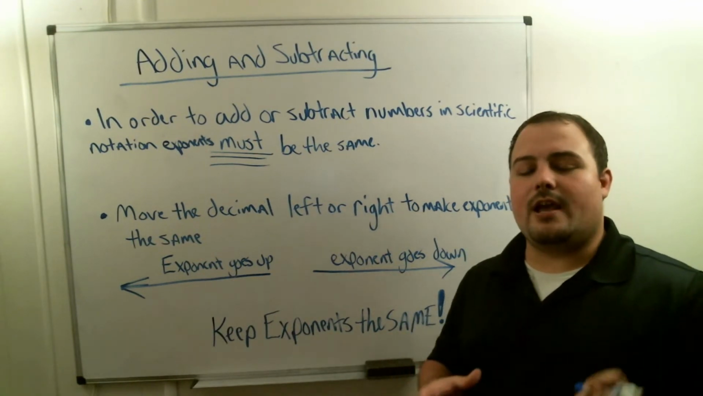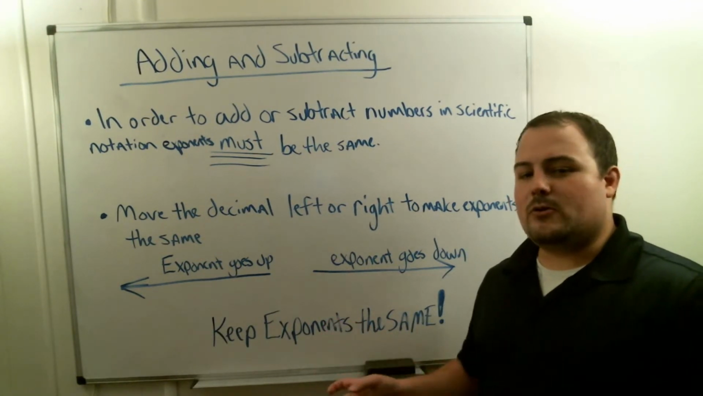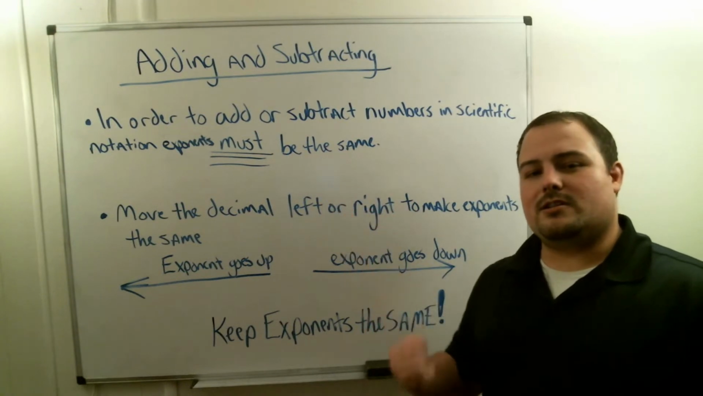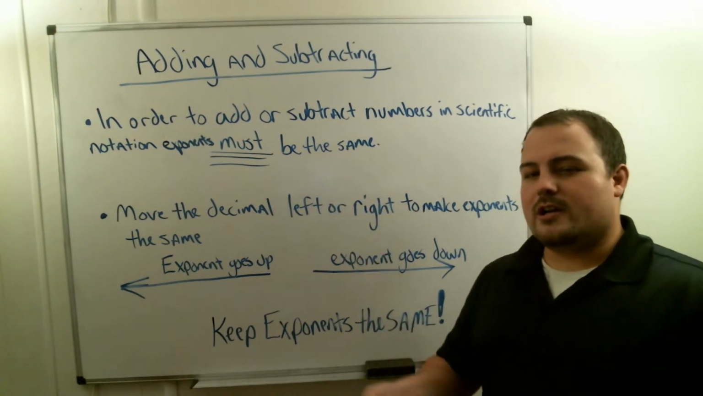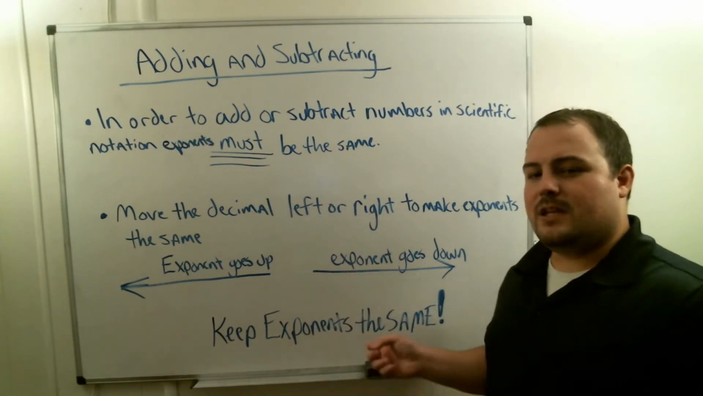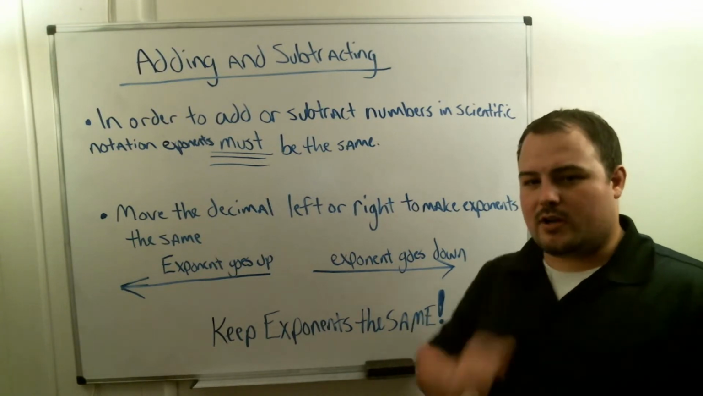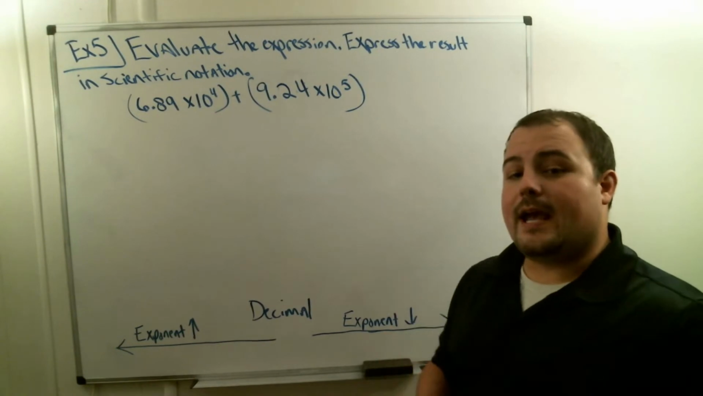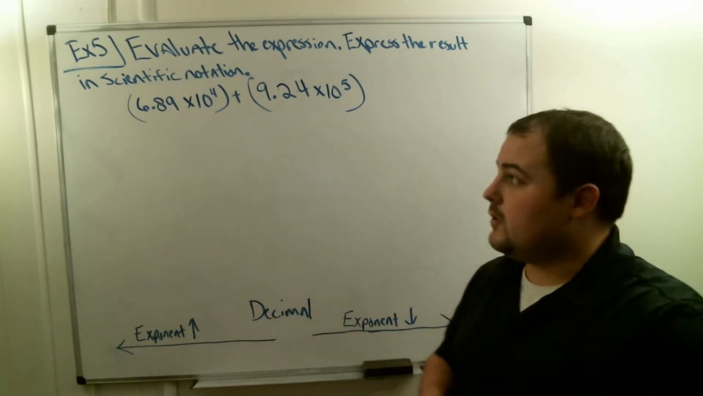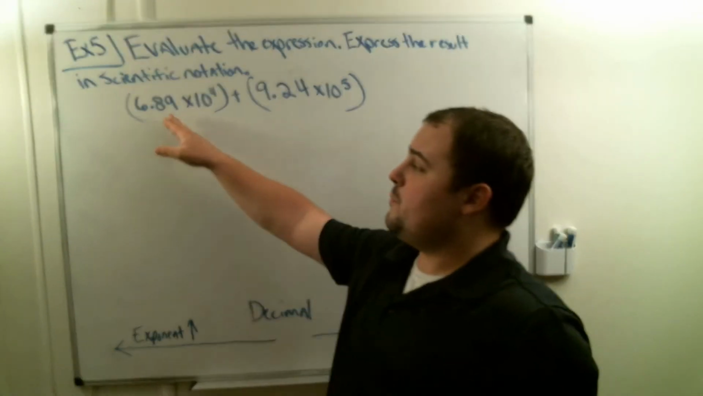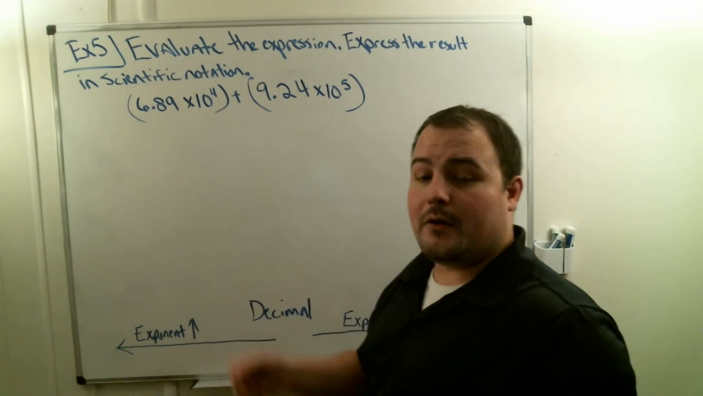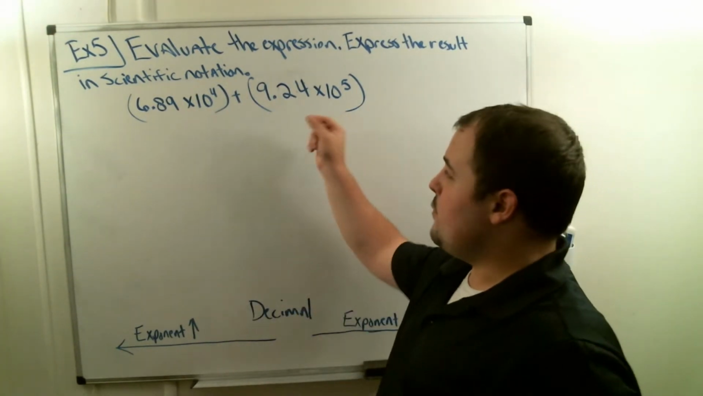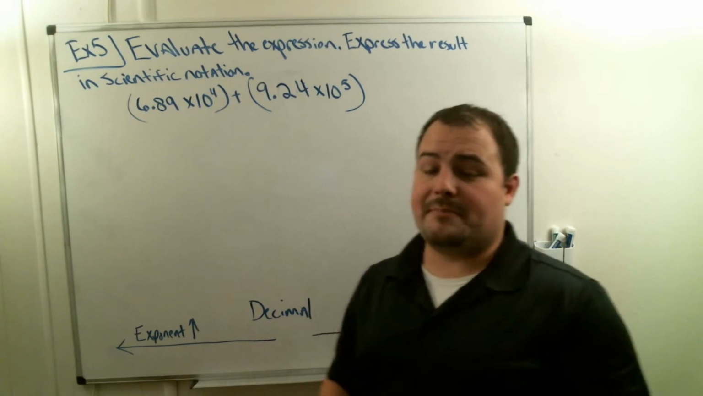Even after we're done adding and subtracting, the exponent doesn't get bigger, the exponent doesn't get smaller. All we are doing is adding the numbers and keeping the exponent the same. Let's go ahead and practice some problems. In example 5, we're going to be adding two numbers already written in scientific notation. We're going to add 6.89 times 10 to the 4th power plus 9.24 times 10 to the 5th power.